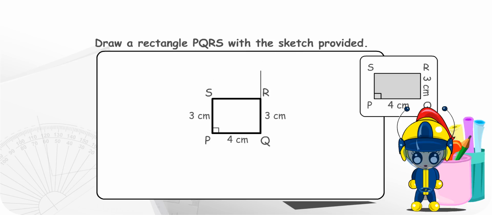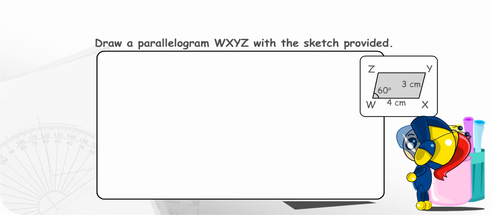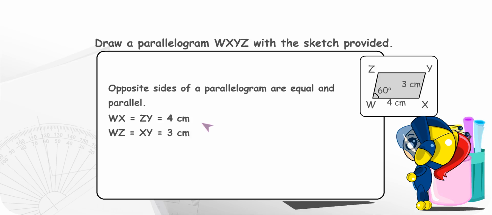Let us move on to drawing a parallelogram. Draw a parallelogram WXYZ with the sketch provided. As you know, the opposite sides of a parallelogram are equal and parallel. As such, WX is equal to ZY is equal to 4 centimeters. WZ is equal to XY is equal to 3 centimeters. The steps are as follows.